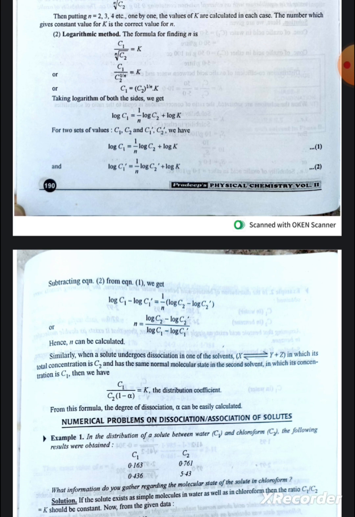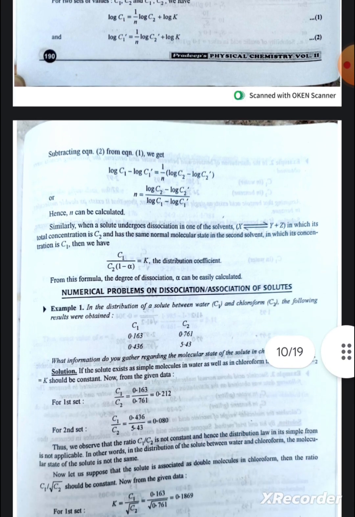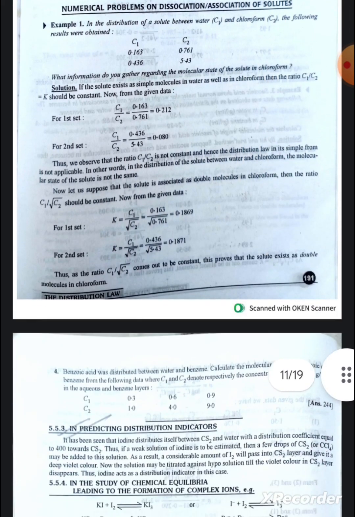Similarly, when a solute undergoes dissociation in one of the solvents in which its total concentration is C2 and has the same normal molecular state in the second solvent in which its concentration is C1, then we have C1 by C2 into 1 minus alpha is equal to K, the distribution coefficient. From this formula, the degree of dissociation alpha can be calculated easily.